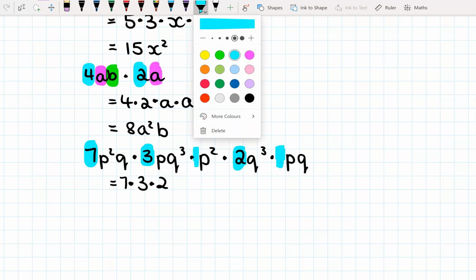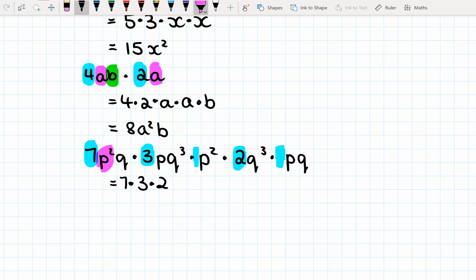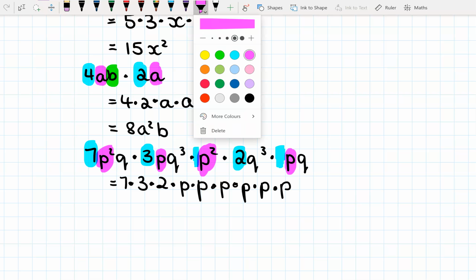Then we're going to look at all those variables. So our variables, firstly we have p squared. P squared is the same as p times p, so let's write it out like that. Then we have a p by itself, so we're going to multiply by another p. Then we have another p squared here, so times p times p. And then we have no p's in the next term. And then in the end here we have another p, so times p.